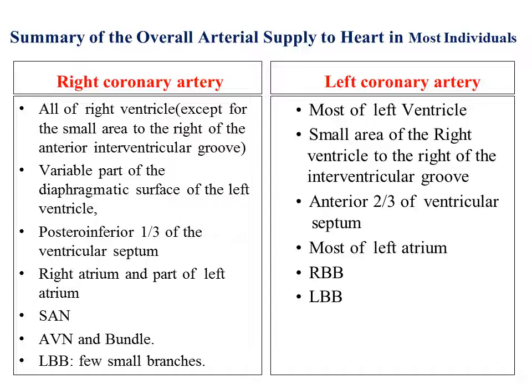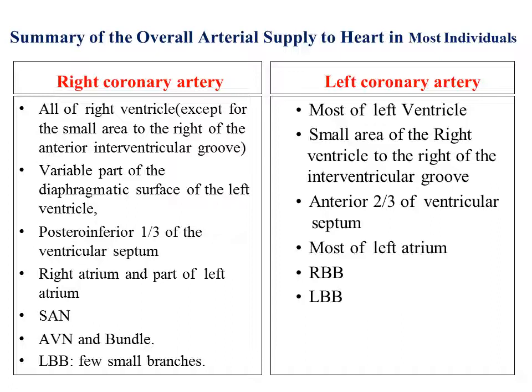Branches of the right coronary artery go to all of the right ventricle, except for a small area to the right of the anterior interventricular groove. Number two, a variable part of the diaphragmatic surface of the left ventricle. Number three, the posterior one-third of the ventricular septum. Number four, the right atrium and part of the left atrium to the right side. And number five is the SA node. Look at the blood supplying the SA node by the right coronary artery, and the AV node by the right coronary artery.